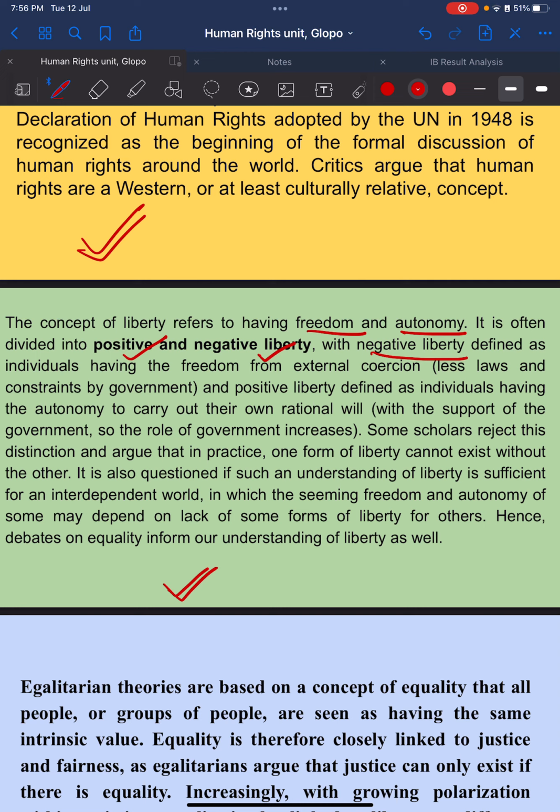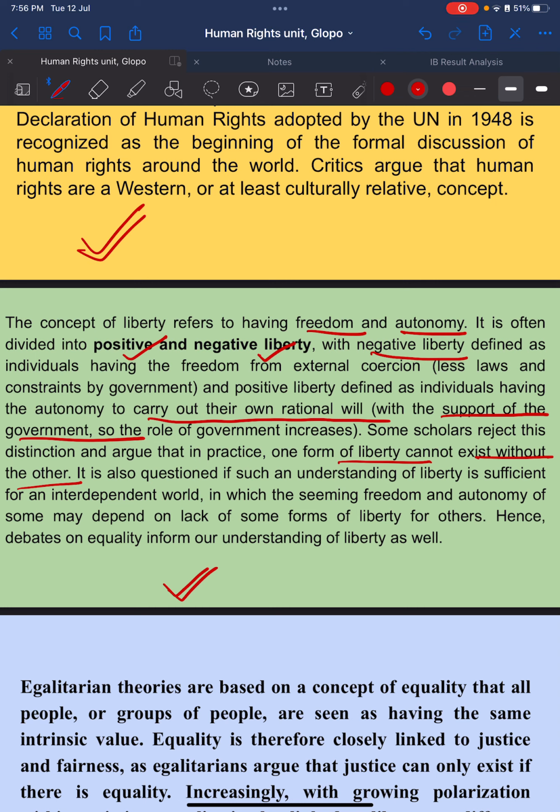And positive liberty is defined as individuals having the autonomy to carry out their own rational will with the support of the government. For example, right to education, right? I want government support. Right to get a paid job. This is again positive liberty where I need the support of the government. Some scholars reject this distinction and argue that in practice one form of liberty cannot exist without the other. Very true. If you think about it, it is very hard to silo both kinds of definition.